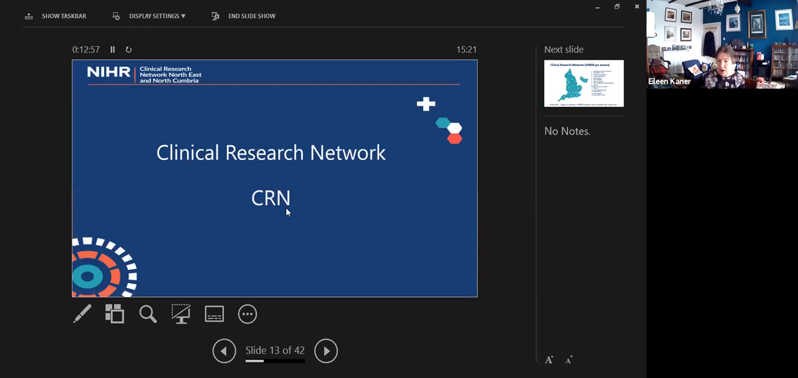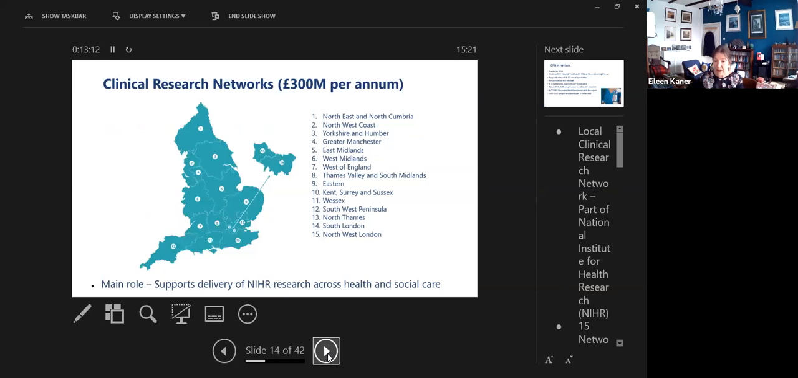So then I'm going to move on to the Clinical Research Network, and this is often called the CRN. If you're in our region, sometimes it's called an LCRN, which just means a local clinical research network. This is quite a big infrastructure, and again it's one of 15 around the country. So there's an LCRN in every region around England, and you can see the names of all the different LCRNs at the side, and they get something like £300 million every year.